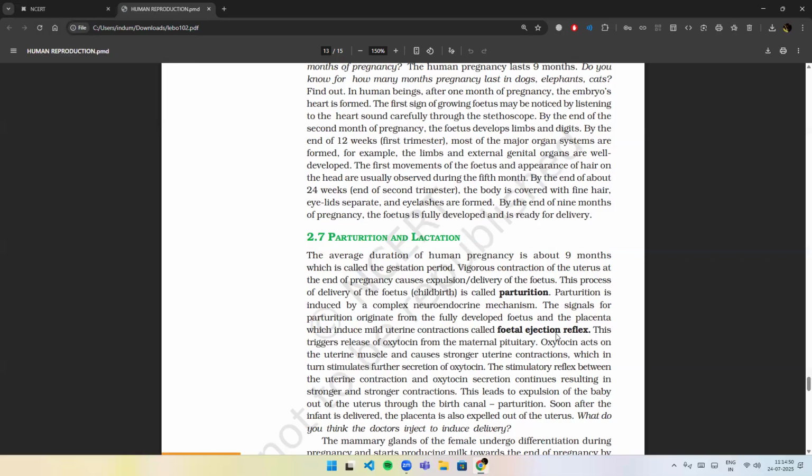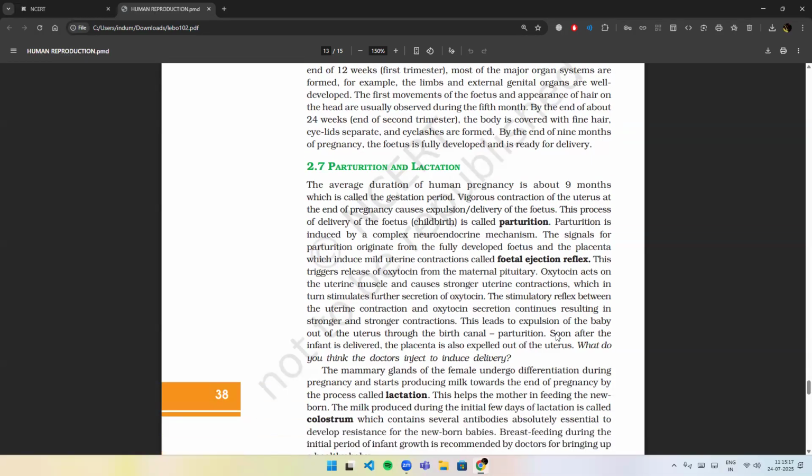For example, the limbs and the external genital organs are well developed. The first movements of the fetus and the appearance of hair on the head are usually observed during the 5th month. By the end of about 24 weeks, or we can say the end of the 2nd trimester, the body is covered with fine hair, eyelids separate, and eyelashes are formed. By the end of 9 months of pregnancy, the fetus is fully developed and is ready for delivery.